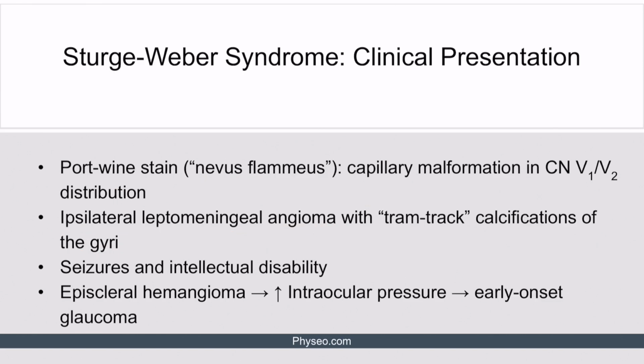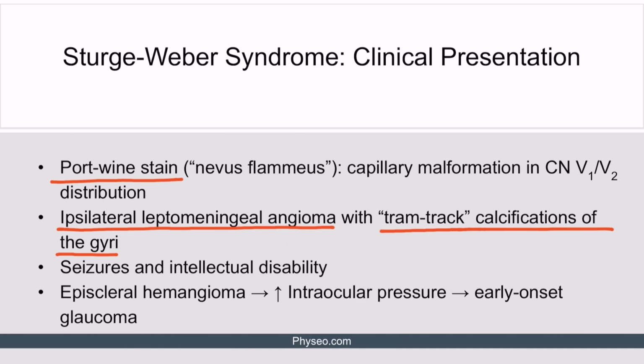These patients commonly have a port wine stain, which is also known as a nevus flammeus. A port wine stain is a capillary malformation in the distribution of the first and second branches of the trigeminal nerve. Please note that a port wine stain is not exclusively associated with Sturge-Weber syndrome, and it may be an isolated finding. Patients with Sturge-Weber syndrome may also have a leptomeningeal angioma ipsilateral to the nevus flammeus with tram tract calcifications of the gyri seen on imaging.